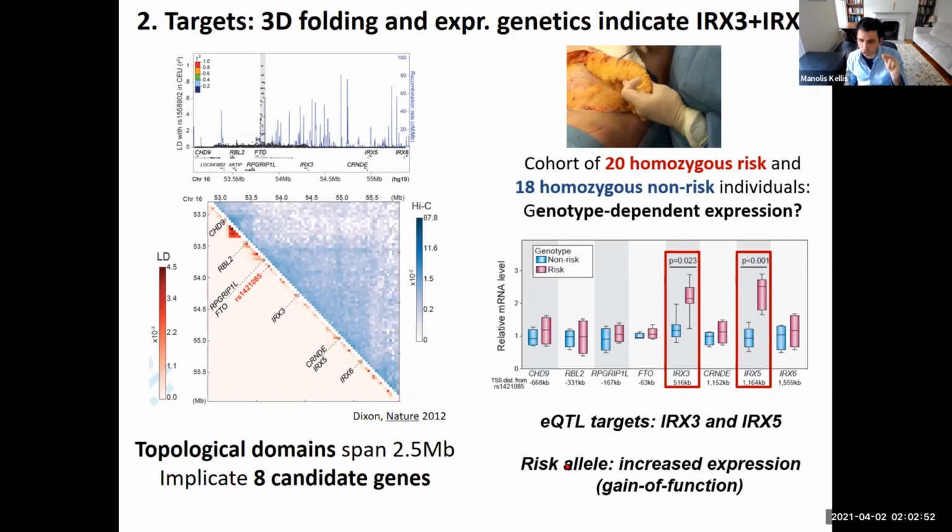Notice the risk allele actually increased expression. The risk allele increased expression. So this is a gain of function. And that's something to realize, that most of the time we're saying, oh, that gene is deactivated with the disease. But no, these two genes are hyperactivated because the repressor can no longer bind.